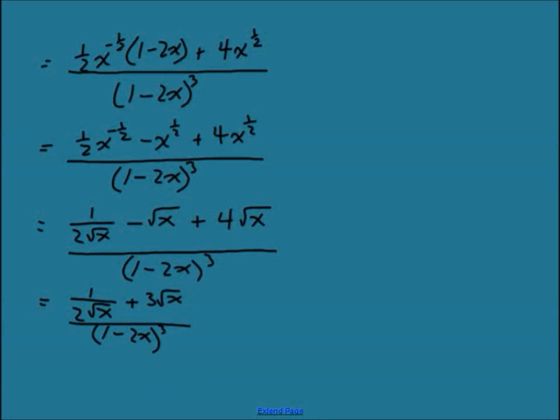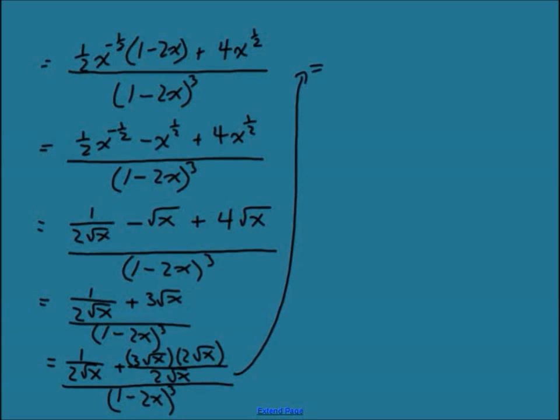Get a common denominator in our numerator. Plus 3 root x times 2 root x over 2 root x all over, equals 1 plus 6 root x all over 2 root x, which is all over, and if you get to the same answer, you are doing fine.